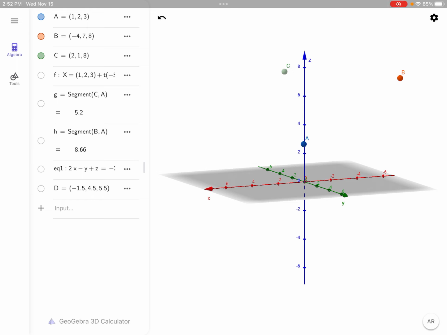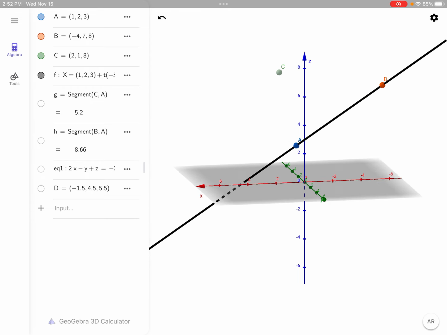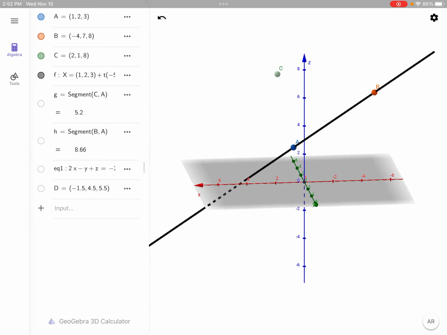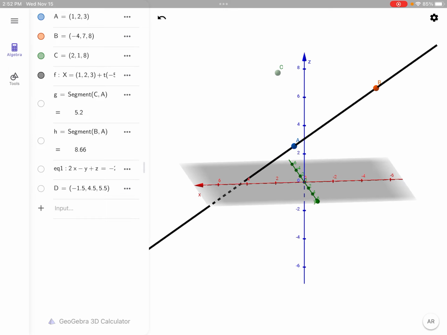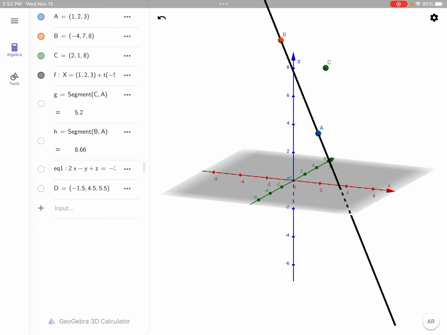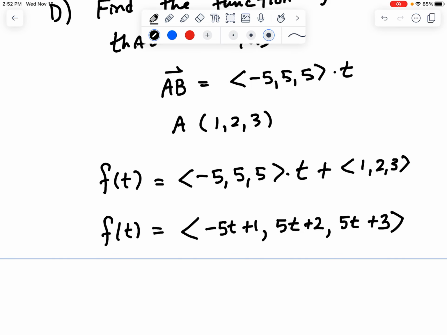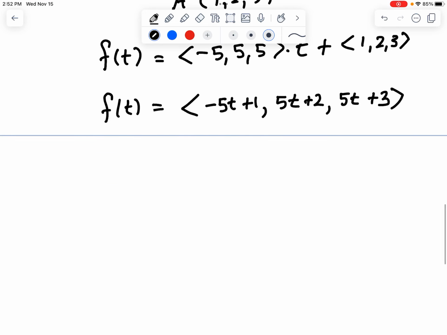And then right here is where I put the function. So turn that on, and then you could see, yep, that does go through A and B. All right, so that's good news. Whoa, stop spinning. And then for the next part. So if that was part D, this should be part E.